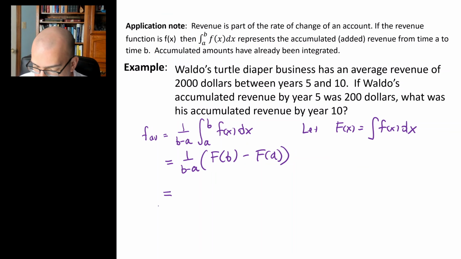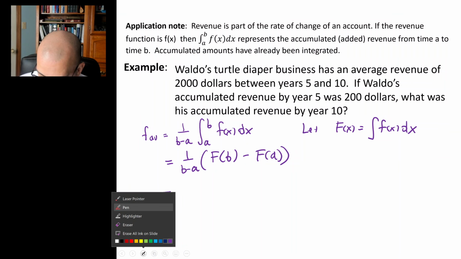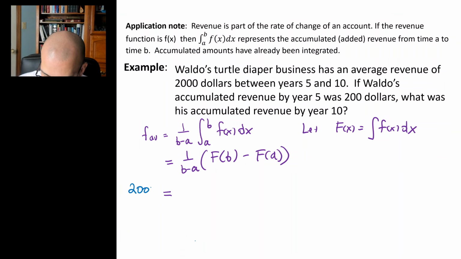Now for our question, we're told that the average is 2,000. We're given that as data. We're told we're going from year 5 to year 10. So 10 minus 5, higher numbered minus lower number. And we're not told what capital F of b is. We're not told what F of 10 is. That's unknown.